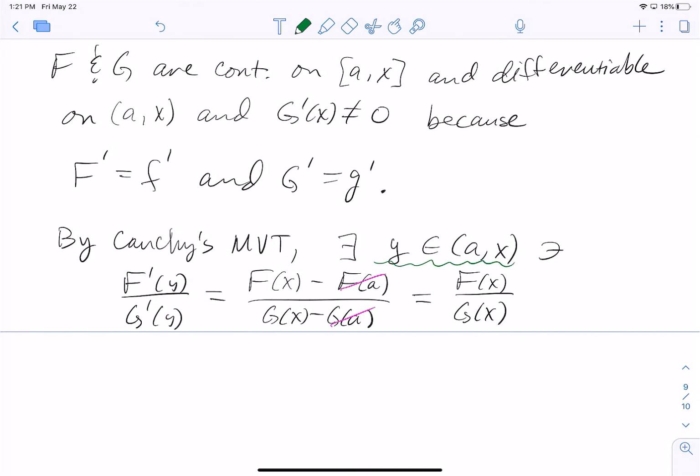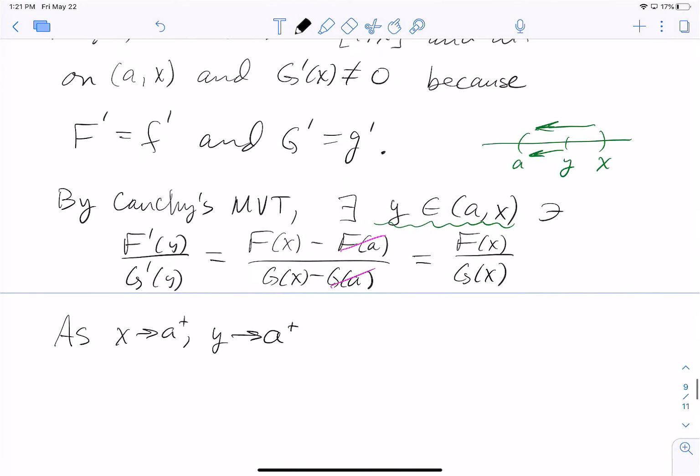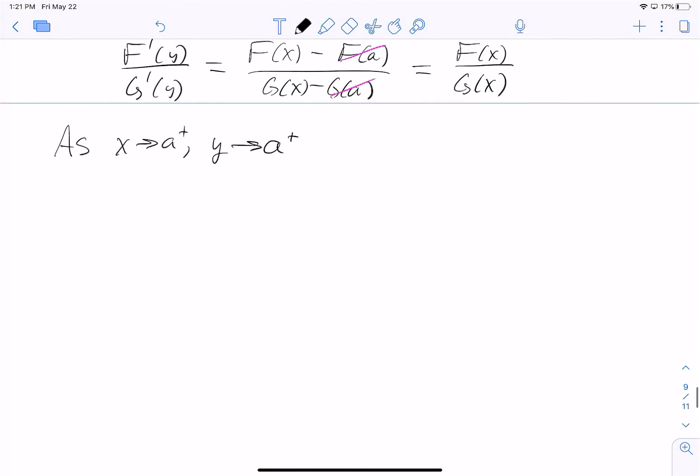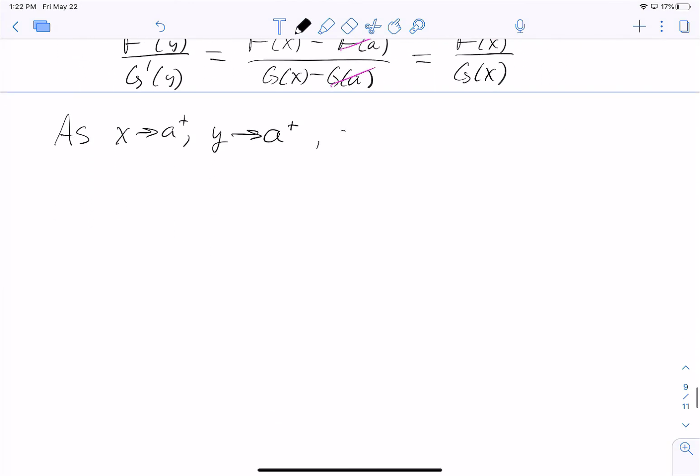But since y is in an interval contained by a and x, as x approaches a, y also approaches a. This is represented from the positive side, so as x approaches a from the positive side, y approaches a from the positive side.